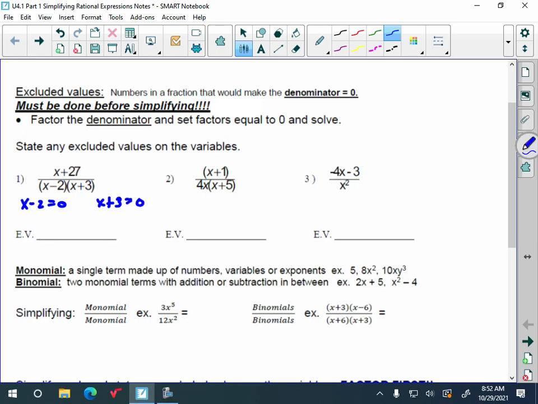All right, so if we take x minus 2 and set it equal to 0, we would add 2 over, and so we get x equals 2.